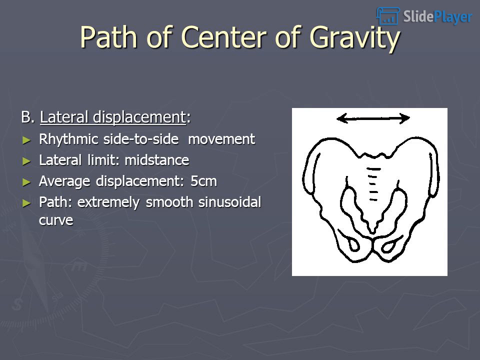Path of center of gravity. B, lateral displacement: a rhythmic side-to-side movement. Lateral limit is midstance. Average displacement is 5 centimeters. The path is an extremely smooth sinusoidal curve.